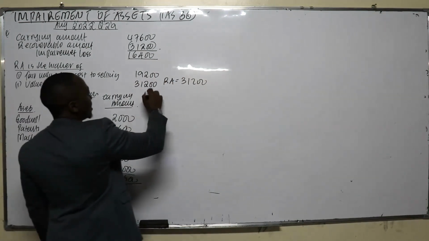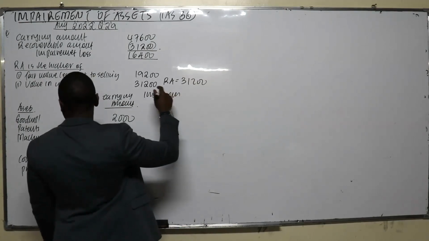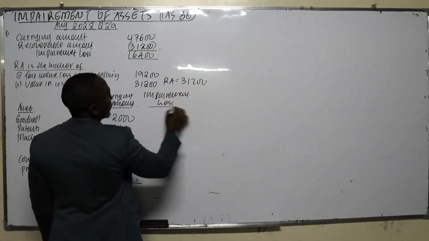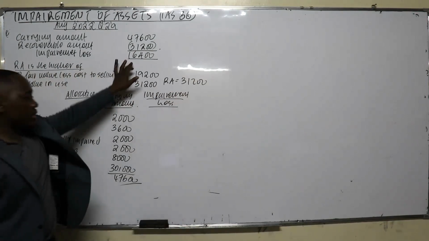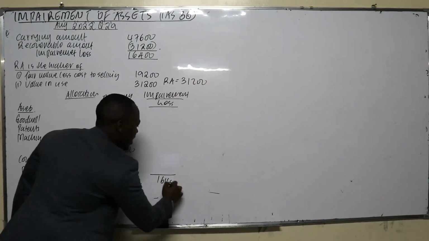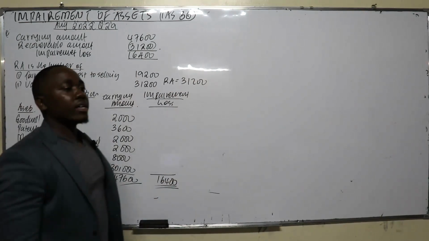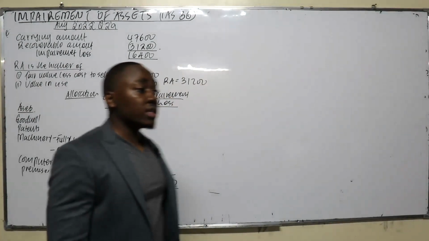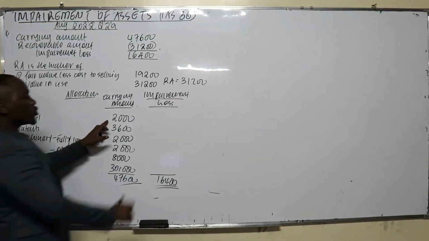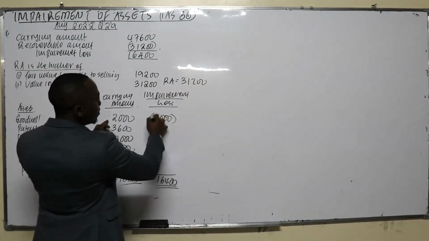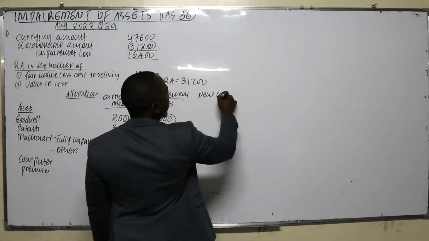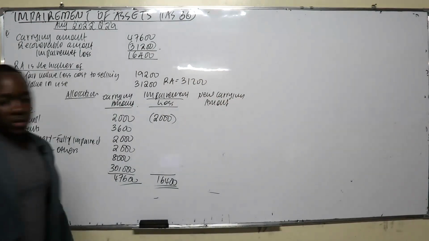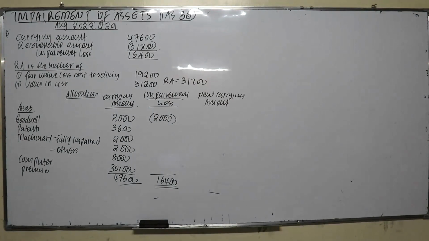Now let's allocate the impairment loss. How much was the impairment loss? Impairment loss was an amount of 16,400. How do we allocate? Let's go back on how we allocate. In case of CGU, number one, we said you do what? You write off any amount of goodwill. We had goodwill. The value was 2. So you write off goodwill, so that now we get the new carrying amount.